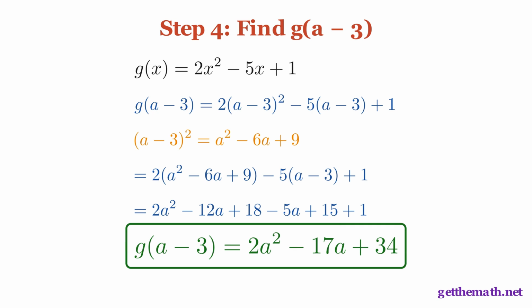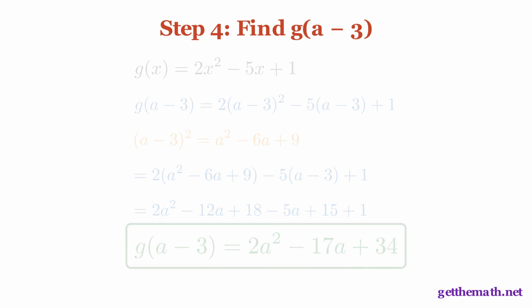Negative 12a minus 5a equals negative 17a. 18 plus 15 plus 1 equals 34. G of a minus 3 equals 2a squared minus 17a plus 34.